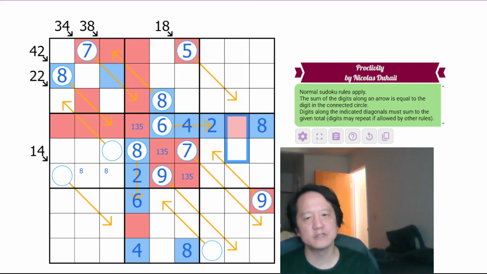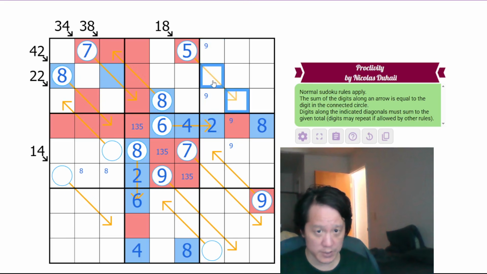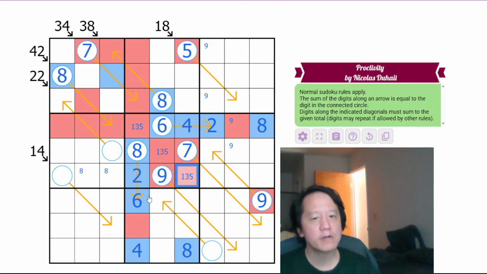Whereas 9 in box 6, it must be one of these two because it can't be here, can't be here, can't be along the diagonal, or it can't be on the arrow because it adds up to 9. Which means 9 can't be here. 9 is on one of these two cells there. Can't be on the arrow. This is at most 7. It can be 1 and 2 potentially.